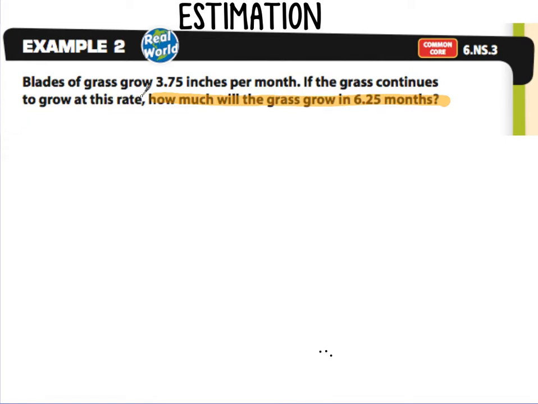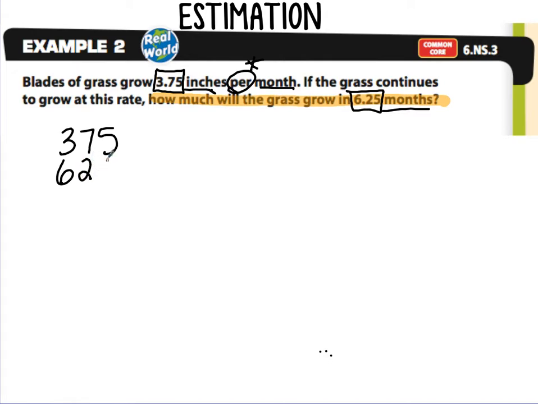So while I read, it grows 3 and 7/75 inches per month. If the grass continues to grow at this rate, which is important, it's got to grow at the same rate, how much will the grass grow in 6 and 25 months? Okay, well to do this, I'm going to multiply because this "per" tells me to multiply. My numbers are actually the same length here, so I can just line up the 3 and 7/75 with the 6 and 25, and I can just multiply.